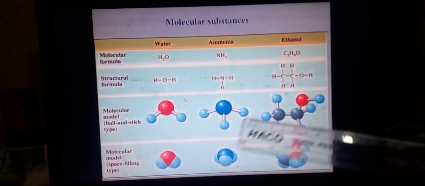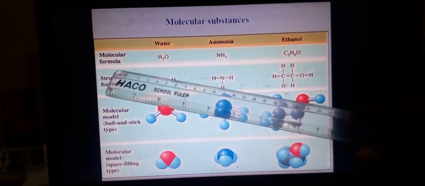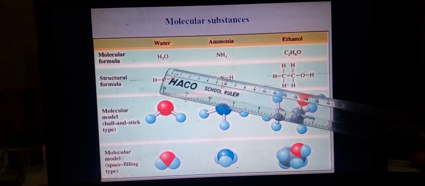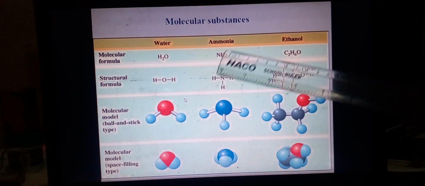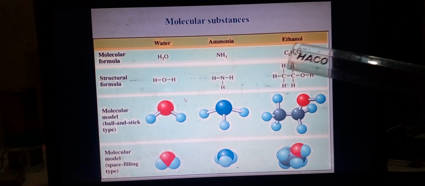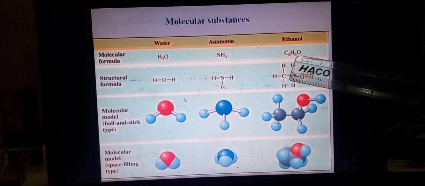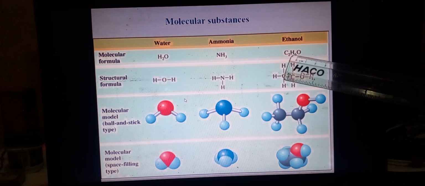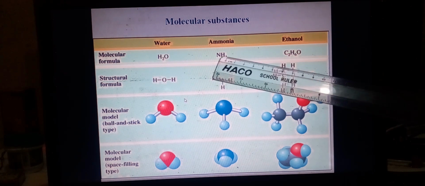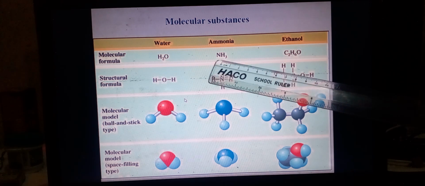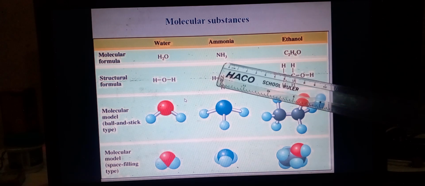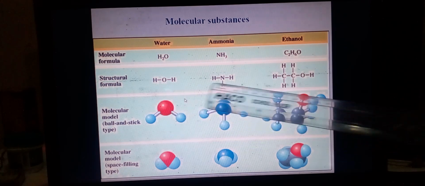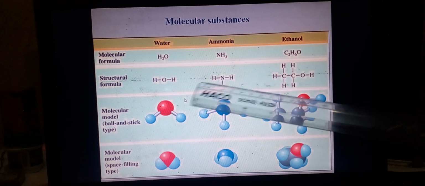So these are examples of molecular substances. You can see the molecular formula of water from high school chemistry. It is H2O. Then ammonia, NH3. Ethanol is C2H6O. So you can see they are showing the ratios in which those atoms combine to form a compound. For example, in ammonia, we have one nitrogen atom combining with 3 atoms of hydrogen to form one molecule of ammonia. So these are open structural formulas. They are showing the bondings.